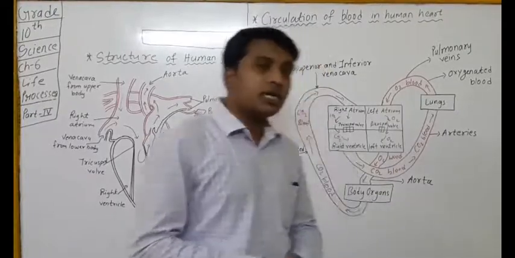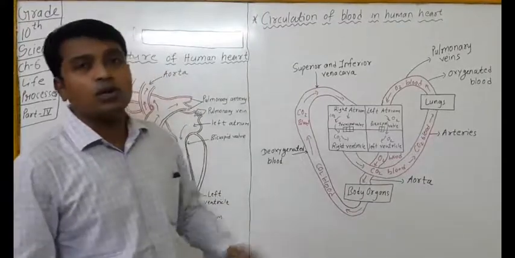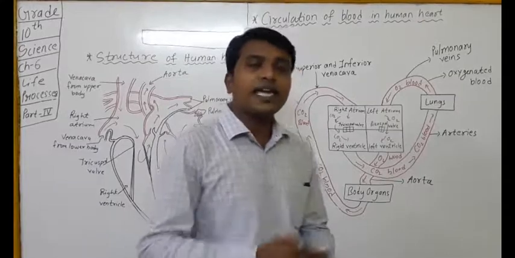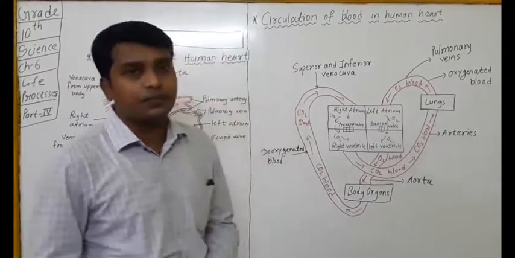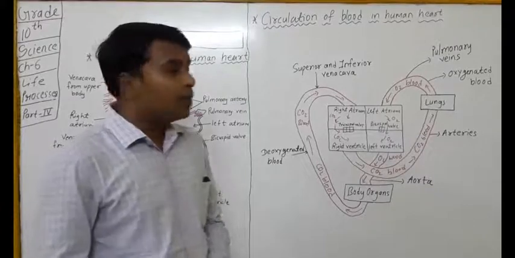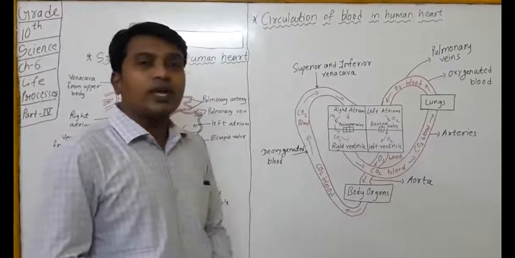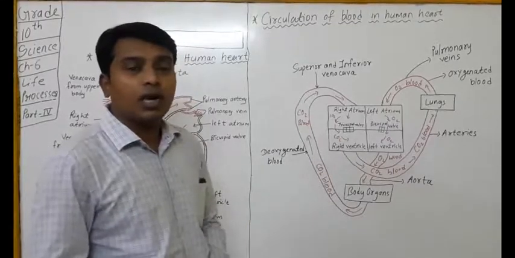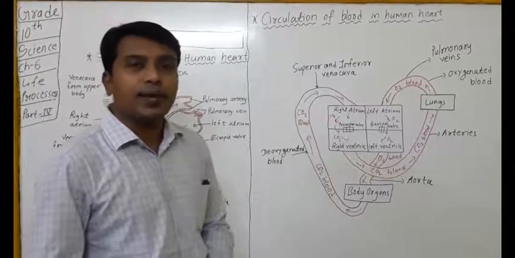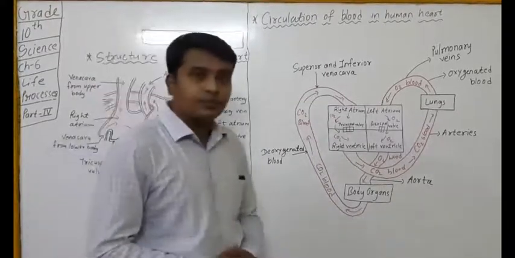Okay, so let's start. You can see one diagram I have drawn on the board, which will help you to understand the circulation of blood taking place in the heart very easily, because theory wise it looks a little bit difficult, but by visualizing this diagram and following its arrows, you can easily come to know how the circulation of blood is actually taking place inside and outside the heart. So let's start with body organs.